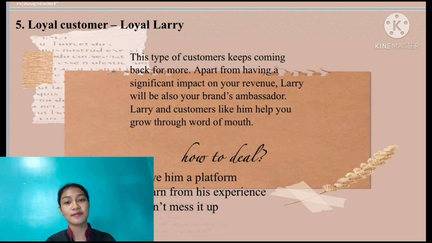Loyal customers. Customer loyalty is a measure of a customer's likeliness to do repeat business with a company or brand. It is the result of customer satisfaction, positive customer experiences, and the overall value of the goods or services a customer receives from a business.